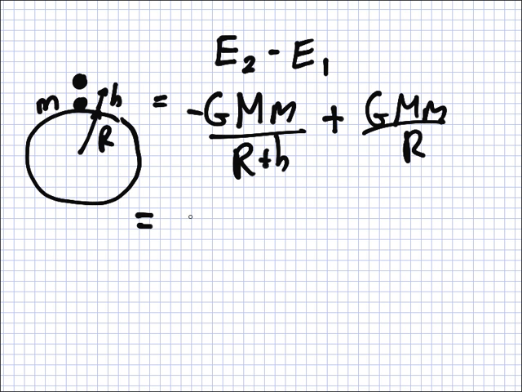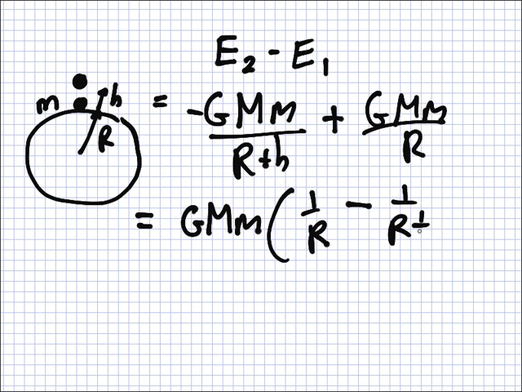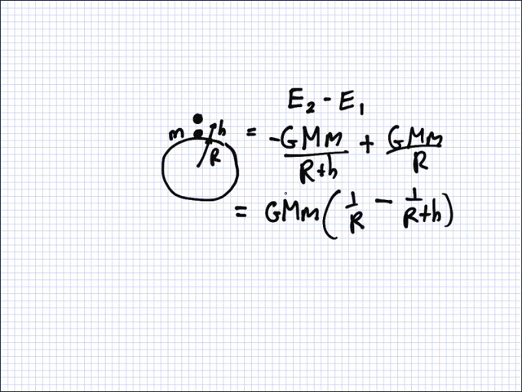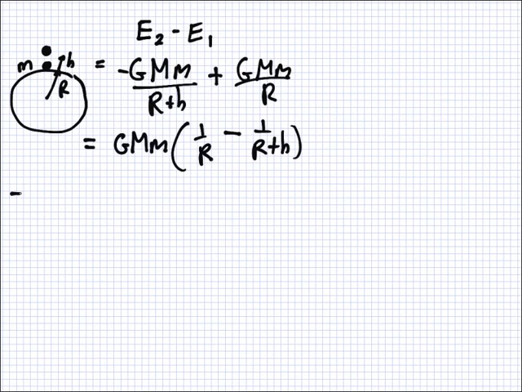What can we factor out? GMm. Anything else? No, that's all, isn't it? And then that will be 1 over R minus 1 over R plus H. Okay, fine. Now, let me just scoot over here.